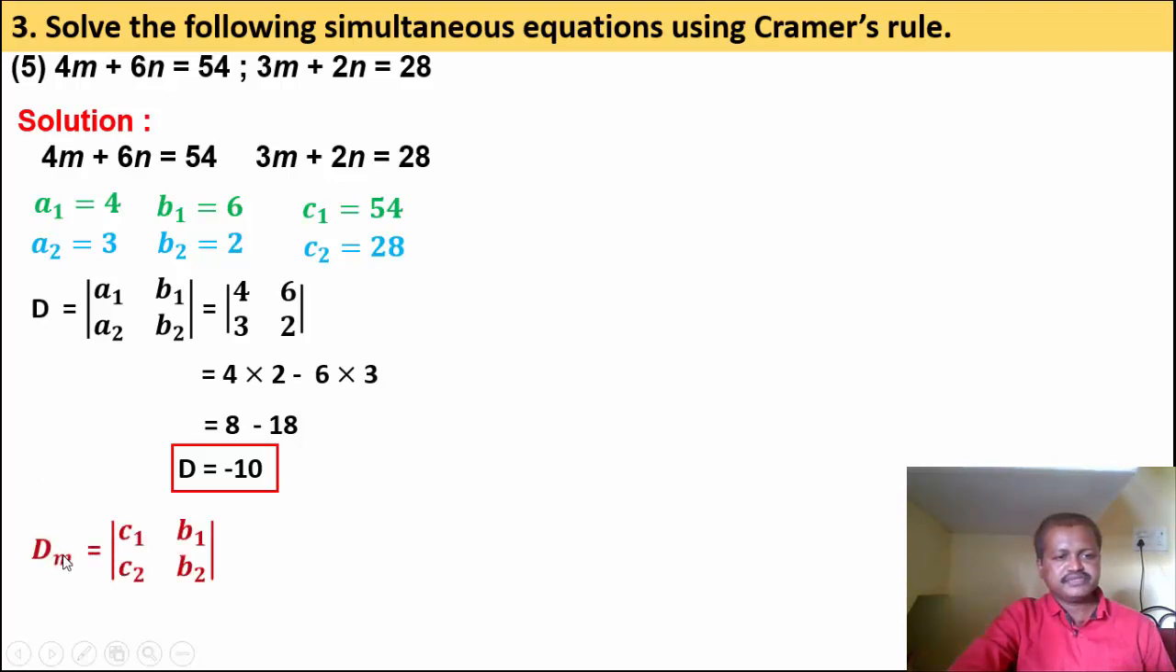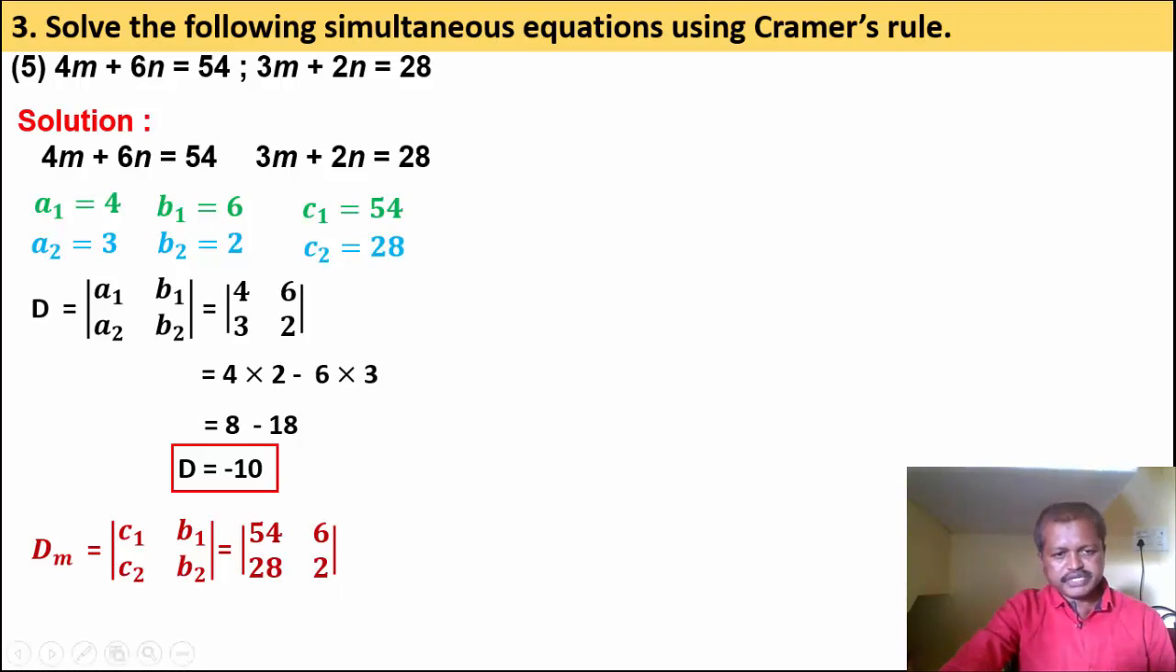So write here dm is equal to c1 b1 c2 b2. म्हणजे व्हेरिएबल कुठलं जरी असलं तरी आपला फॉर्म्युला काही चेंज होत नाही. a1 b1 c1 a2 b2 c2 ह्या किमती तुम्ही सहजपणे काढू शकता. So put up here values for c1 b1 54 6, and for c2 b2 it is 28 2.